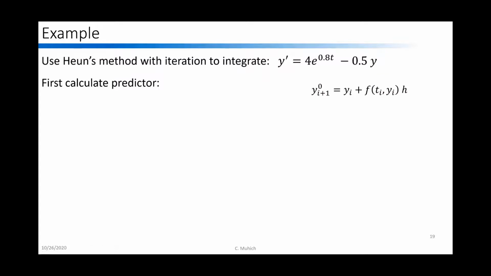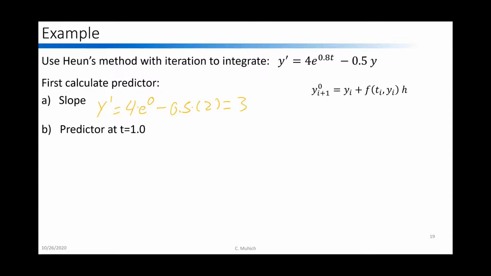So first we need to calculate our predictor. So what's our predicted value? So remember, the first time we go through, we use our Euler's method. So we can calculate this. So we can say that y prime, so the slope, is 4 times e to the 0, remember, because that's t at that first step, minus 0.5 times y. Remember, our initial condition was y equals 2. And when I plug this all in, I get 3.